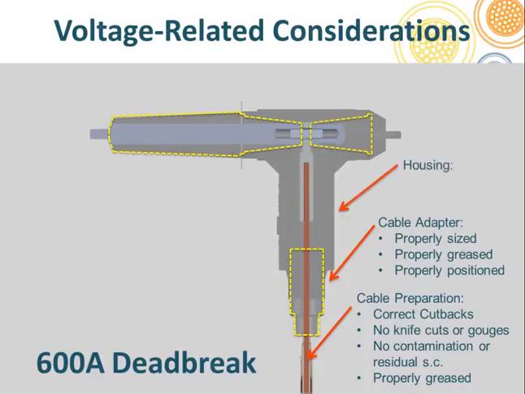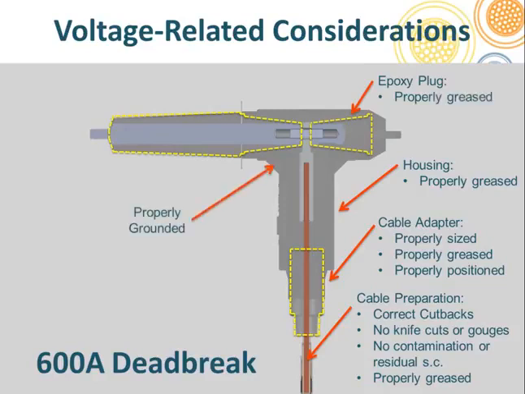Once you've got the cable adapter in place, the housing is the next thing. The good news, there's only one housing. A 15/25 kV housing fits on a 15/25 kV cable adapter. 35 kV housing only fits on a 35 kV cable adapter. So that's an easy one. But again, we have to make sure it's properly greased. The epoxy plug and the bushing, two more interfaces, we want to make sure that they're properly greased.